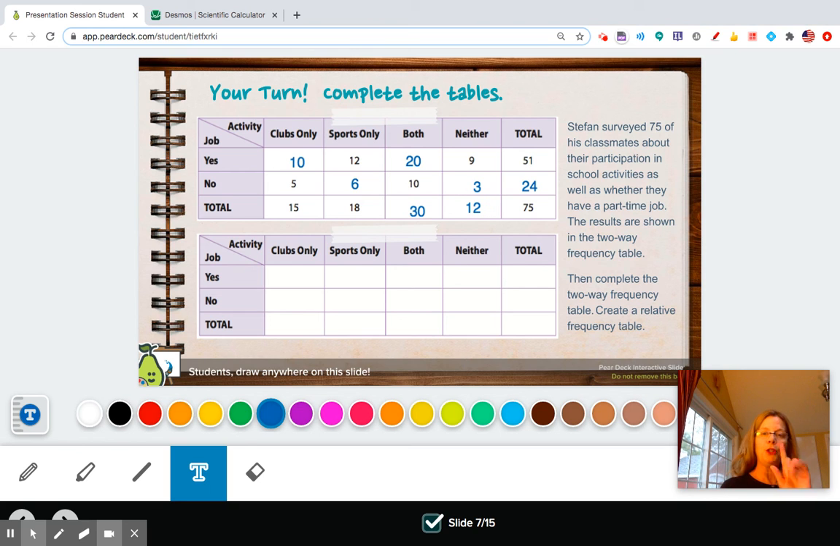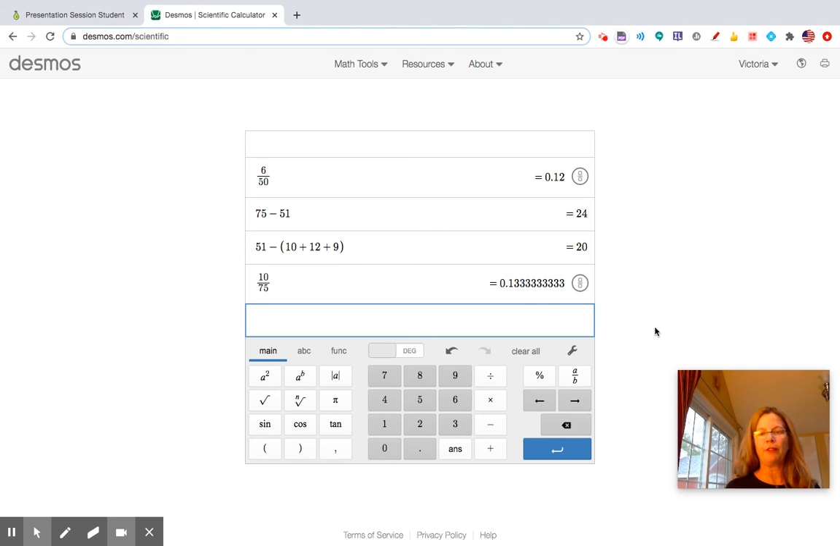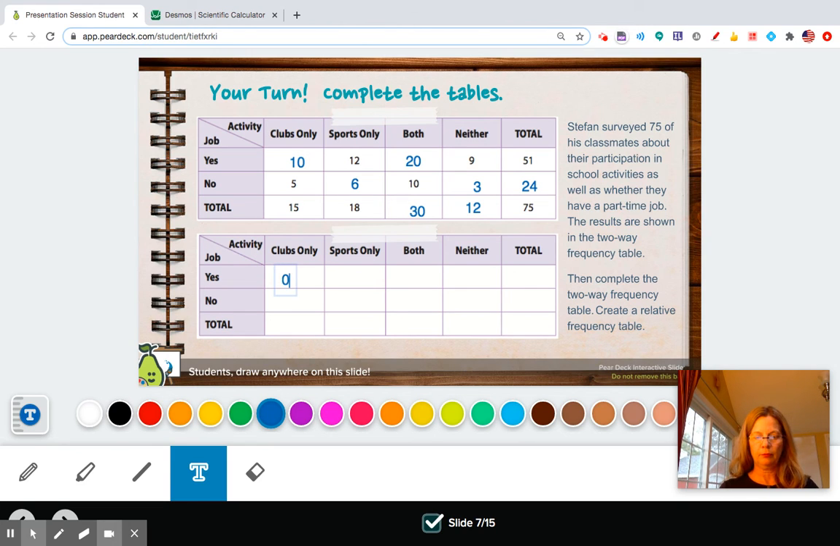All right, so now your turn is to go ahead and complete the relative frequency table, remembering that you want to do 10 over 75 in that first cell. And we probably want to round everything to the nearest hundredth, so call it 0.13. And then you can just go on to 12 over 75, etc. All right, so you go ahead and complete that.